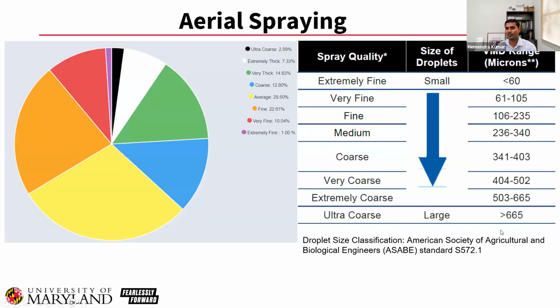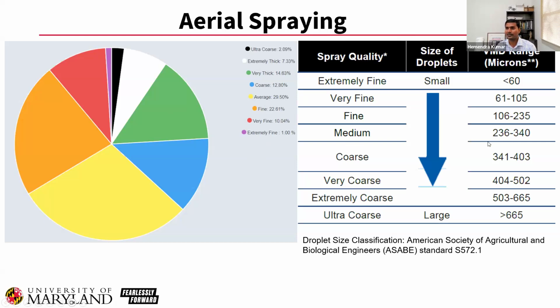Everybody is following these, and what is the recommendation, like what droplet size we should use, it comes down to what kind of chemical you are using to spray. So for this particular study, if you see, the maximum was the average, right? 29.5%, which is around 236 to 340.